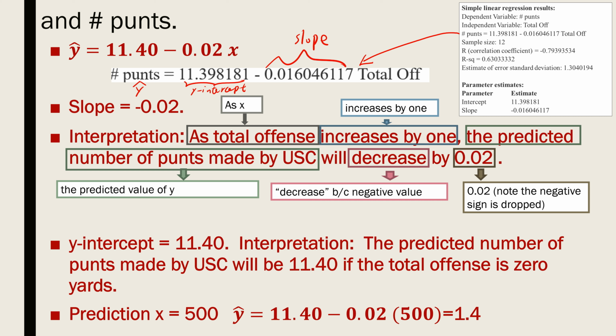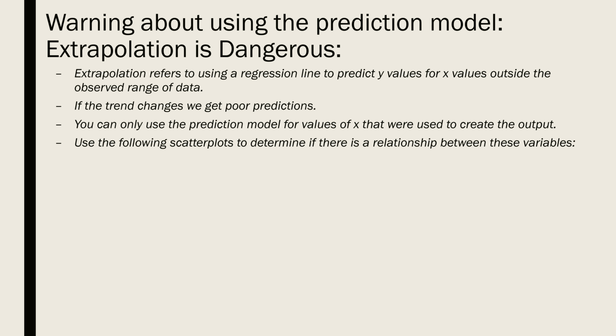Prediction at total offense of 500 yards. The y hat equals 11.40 minus 0.02 times 500 yards. This equals 1.4. This means if USC has total offense of 500 yards, the estimated number of punts will be 1.4. That's one thing you have to pay attention to.